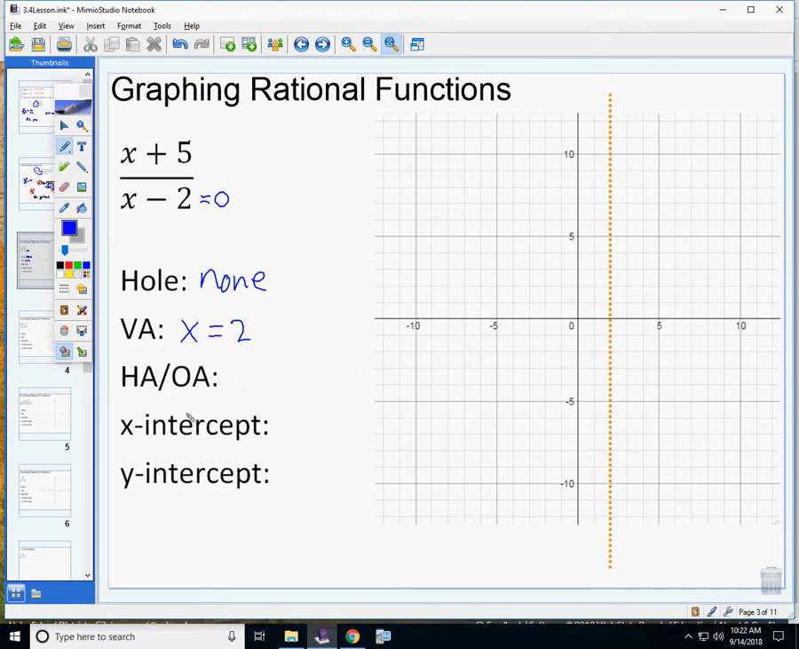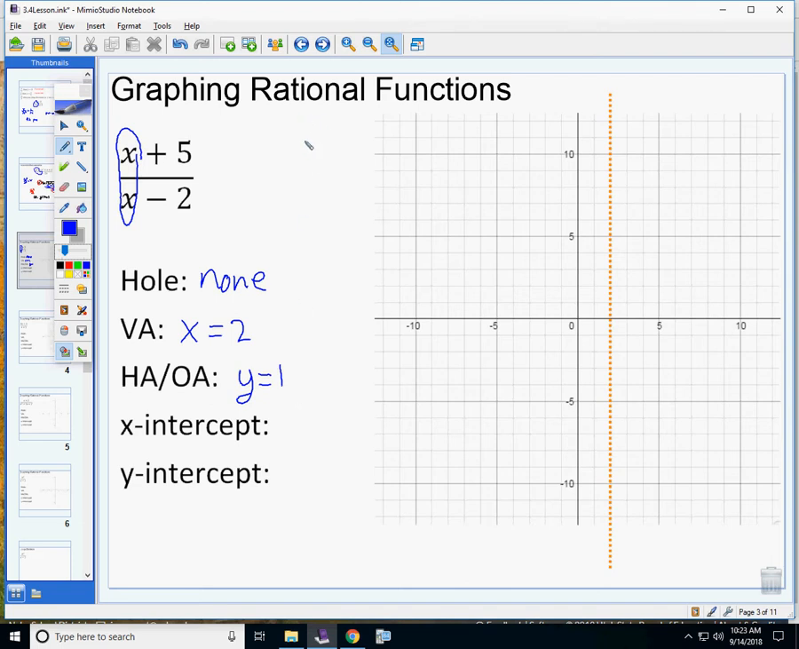Okay, the next thing was horizontal or oblique asymptote. We just went over that. And that is where we take the highest power from each, the top and the bottom, and we divide them. So we take these two things here. X divided by x, that's 1. So since it equals 1, that is the horizontal asymptote y equals 1.